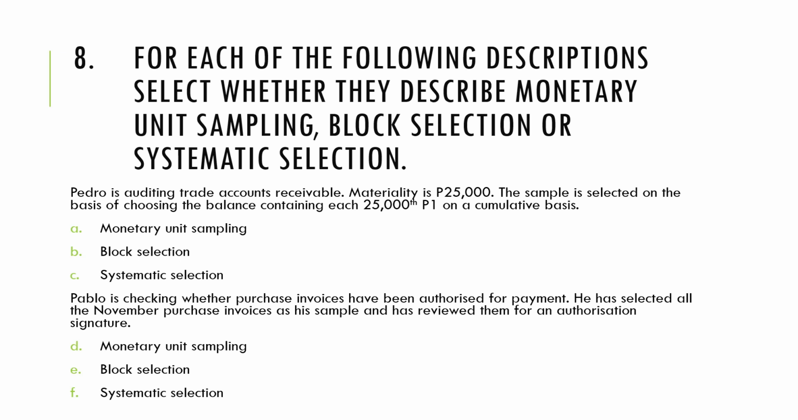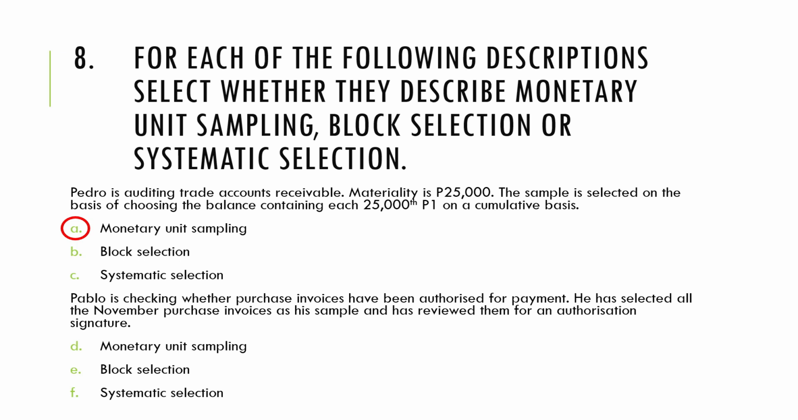The sample is selected on the basis of choosing the balance containing each 25,000th peso on a cumulative basis. Now, this one reflects the fact that the auditor is making use of the peso as the sampling unit, and every 25,000th peso becomes part of the sample size. And this is precisely how a monetary unit sampling or probability proportional to size or value weighted selection is done. So for the first illustration, that is alpha.